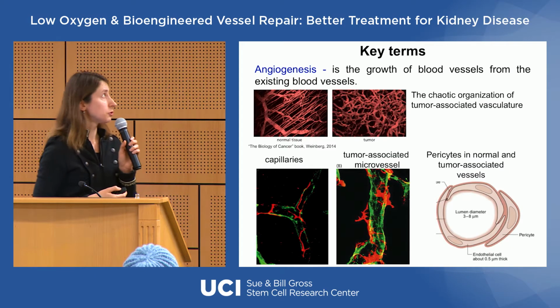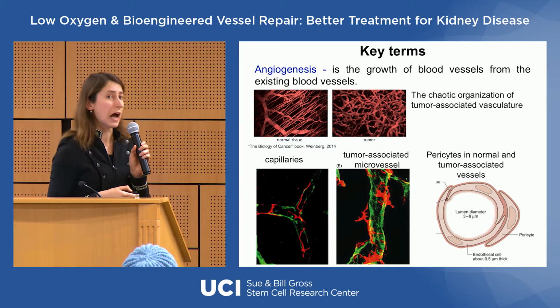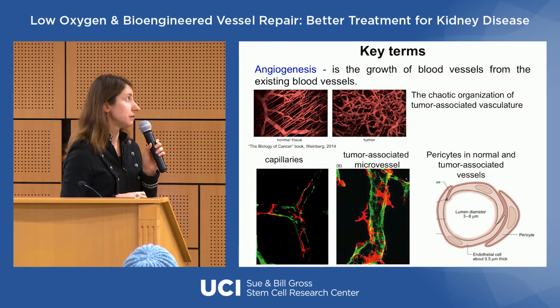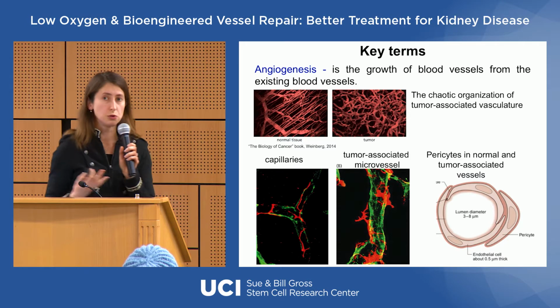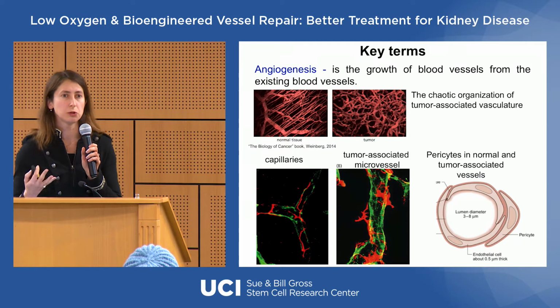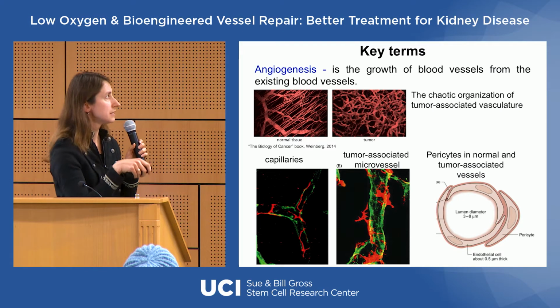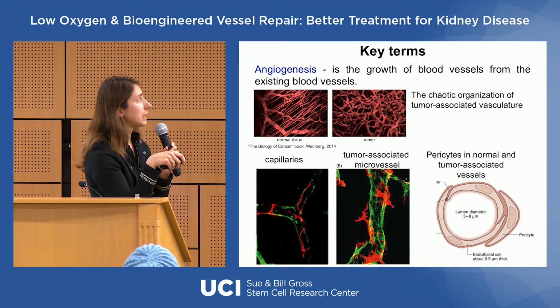So the next key term is angiogenesis. I've already mentioned it is the growth of blood vessels from the existing blood vessels. So tumors do this all the time. They need to catch up on nutrients and oxygen. That is why they stimulate that process. So something to keep in mind.